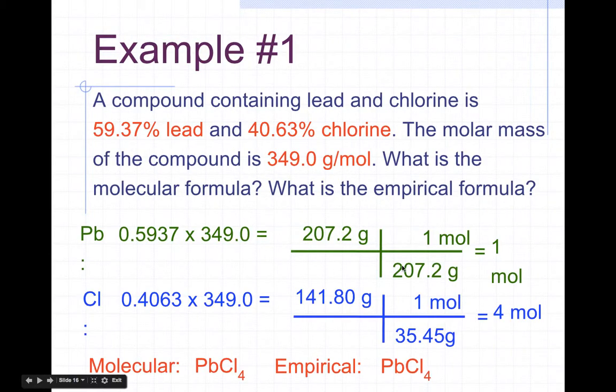So here's an example given. Notice the molecular and the empirical are the same. I have 59.37% lead right here, and I have 40.63% chlorine right here. The molar mass of PbCl was 349.0 grams per mole, so I gave that to you. Which means that I have 207.2 grams times 1 mole over 207.2 gives me 1 mole. And 141.8 times 1 mole over 35.45, which is 4. 1 Pb, 4 Cls. Now notice, this here is just the same as times line, but some of you like it this way, so I wanted to show you a slightly different way to do it.